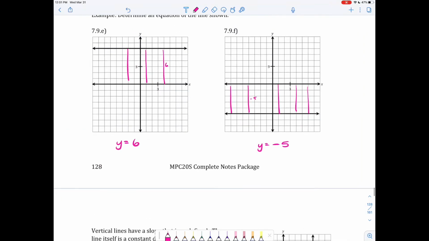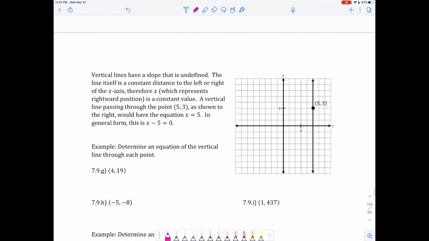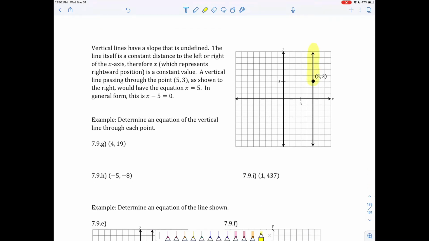So taking a look, we've talked about horizontal lines. We're going to talk about vertical lines as well. Kind of like this one here. The slope of any vertical line is undefined, and we can see that in this vertical line that we have highlighted.